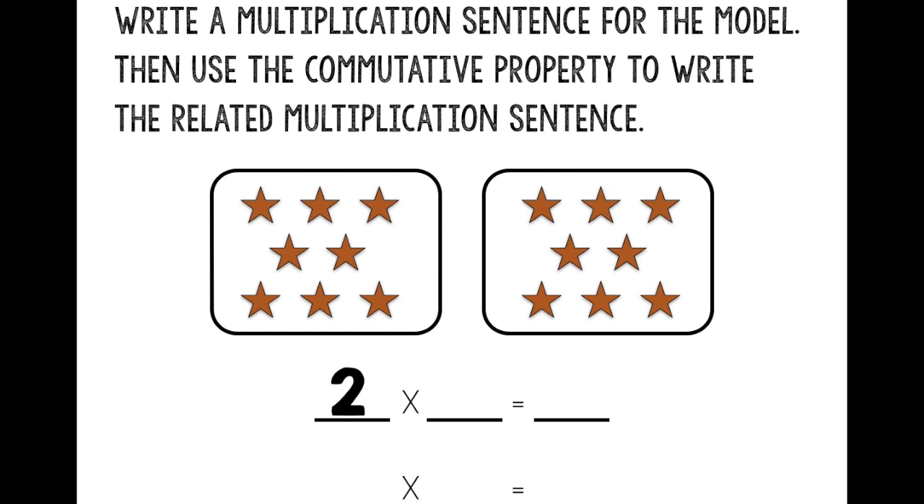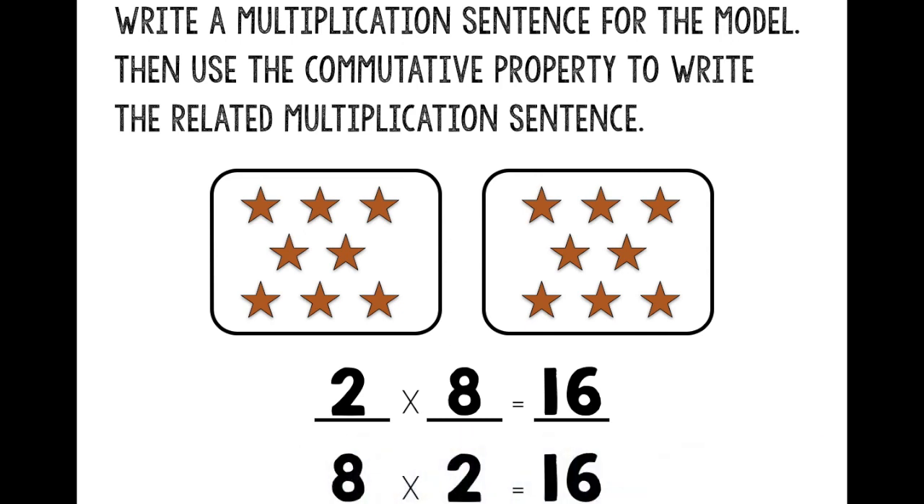Then I count the number of stars in each group. I see 8 stars in each group. So I have a multiplication sentence, 2 times 8, 2 groups of 8. And it equals 16. And then to use my commutative property, I'm going to turn my factors around. So instead of 2 times 8, I can say 8 times 2 equals 16.